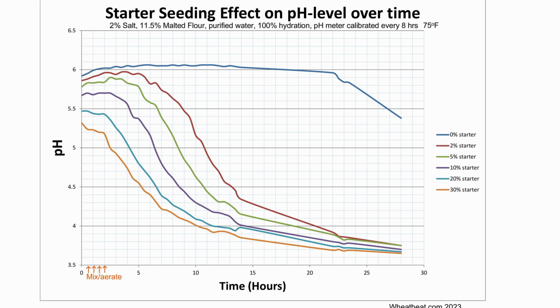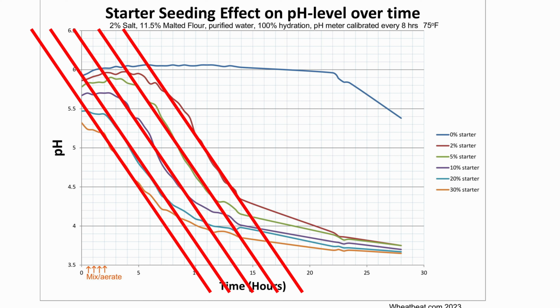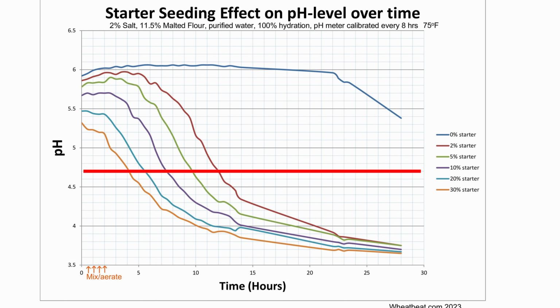But for the ones that I did seed, you can see that as I got from 2% to 5%, 10%, 20, and 30%, the rate at which the pH dropped was the same. It just happened much sooner. So then if I draw a line at about pH 4.7, which is where I want to start dividing my dough, you can see how based on the amount of starter I put, I start dividing my dough at different times, and I can actually pinpoint when those times are. Same thing with shaping, and of course same thing with baking.